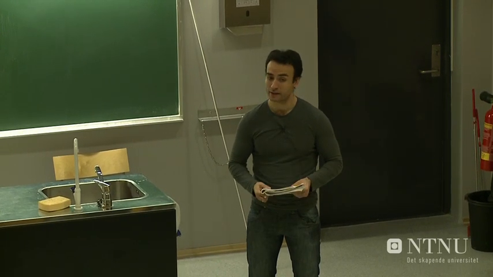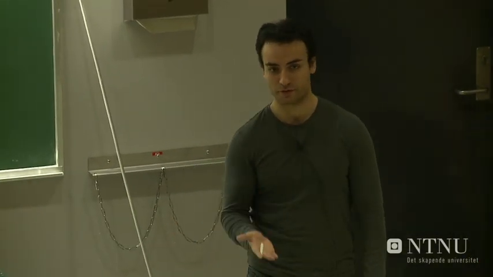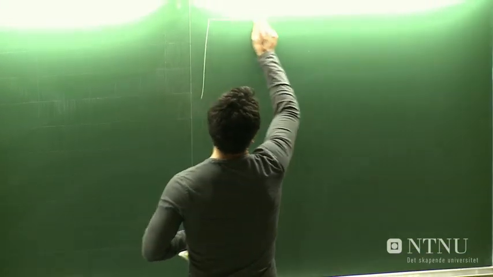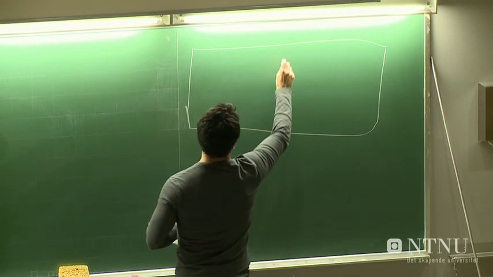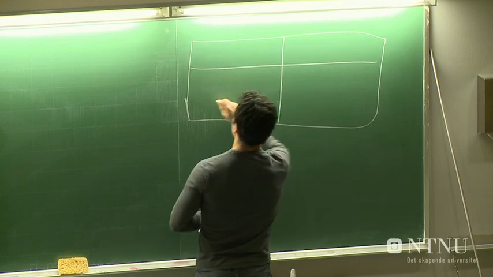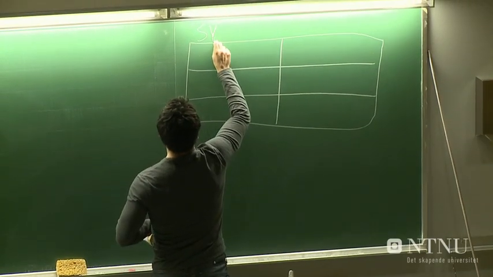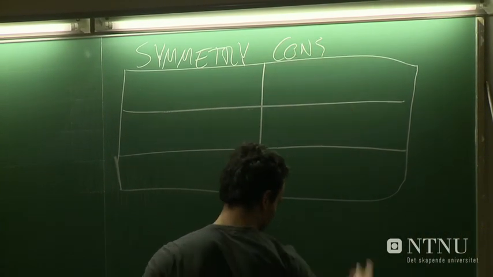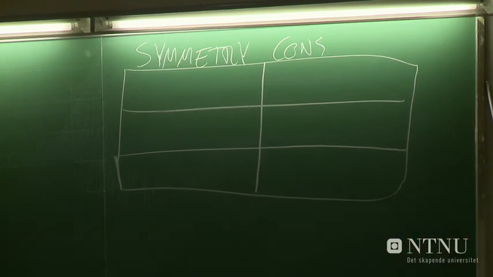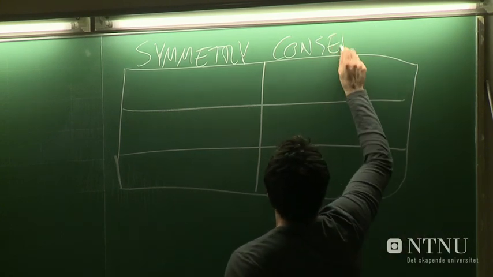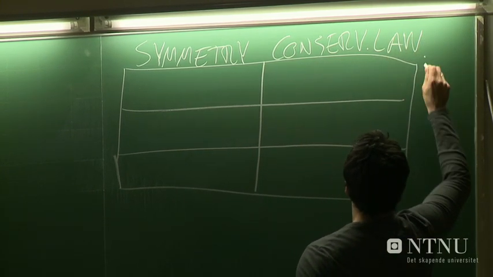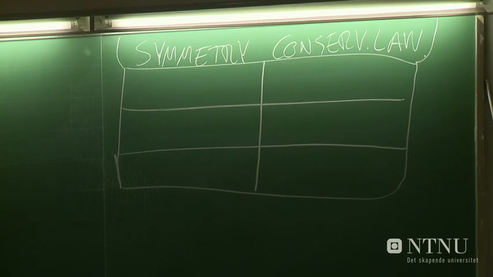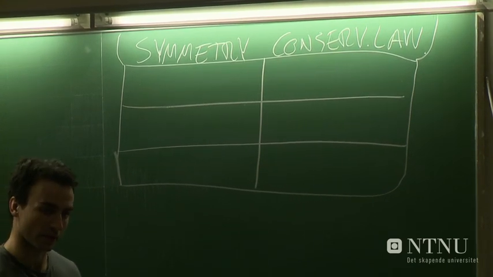In the lecture yesterday, we had a look at the various symmetries and belonging conservation laws. So let me just summarize briefly what we arrived at here. So the first symmetry we had a look at was translational symmetry.